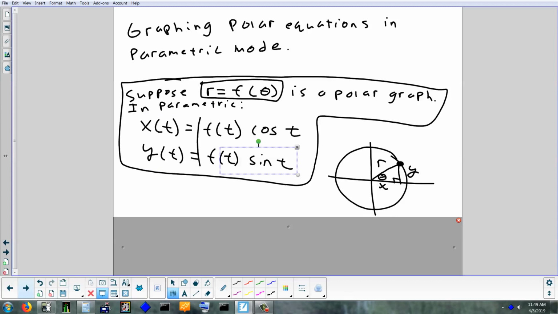And what's this come from? Well, that's going to be given to you in the problem. That's going to be what your polar equation was, right? You're just multiplying by cosine and sine to pull out the horizontal and the vertical. Okay, we're gonna do one.